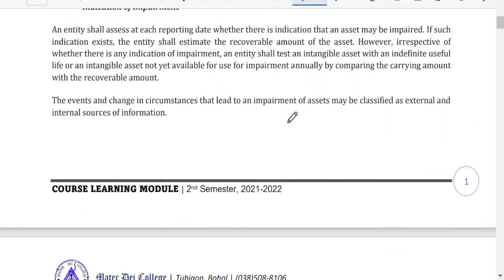But regardless of whether there is an indication of impairment or not, an entity shall test an intangible asset with indefinite useful life or intangible asset not yet available for use for impairment annually by comparing the carrying amount with the recoverable amount. Again, if the entity owns an intangible asset with indefinite life or not yet available for use, it is required that the entity will test the intangible asset annually.